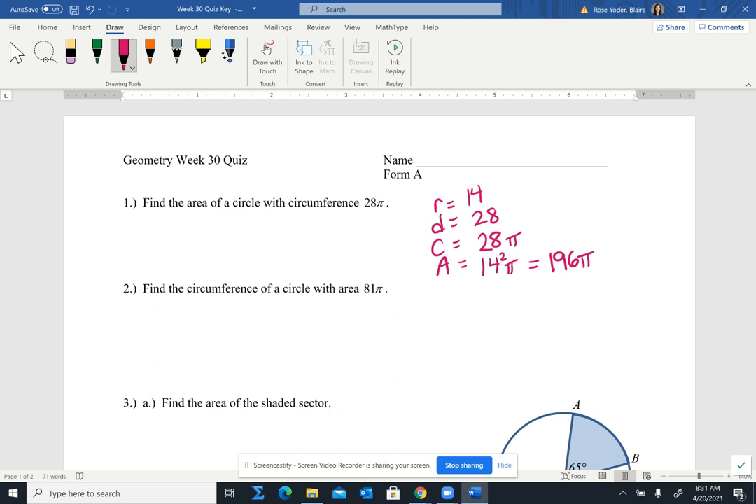I think the number 1 mistake was a lot of people just left off the pi for the area. They figured out the correct radius, they squared it, and they forgot to put the pi on it.